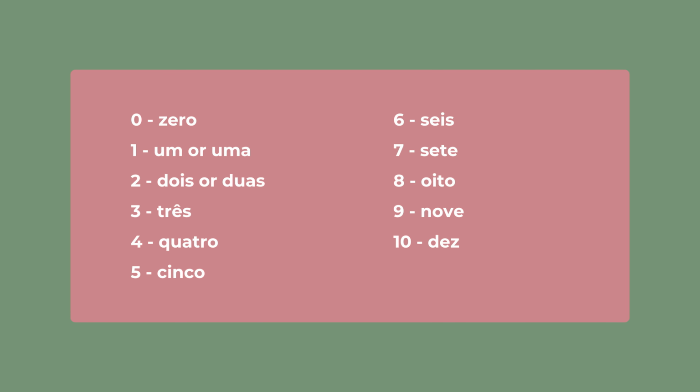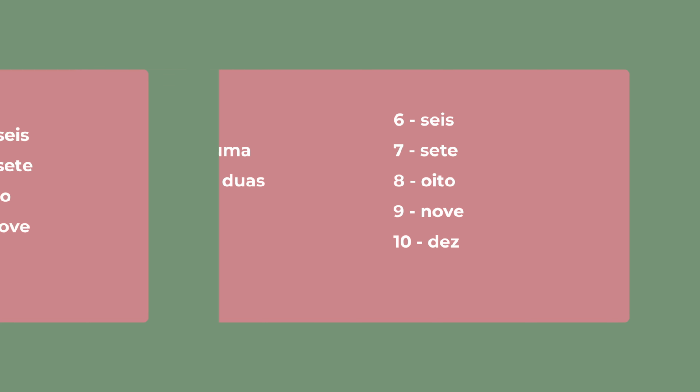Zero is zero. Um or uma for 1. Dois or duas for 2. Then três for 3. Quatro for 4. Cinco for 5. Seis for 6. Sete for 7. Oito for 8. Nove for 9. And dez for 10.